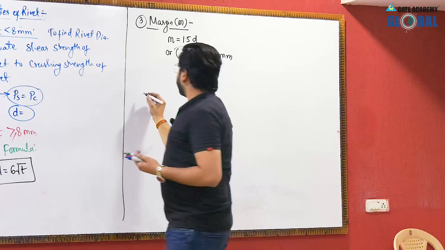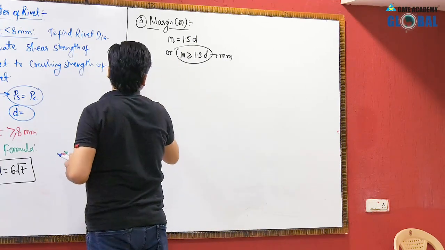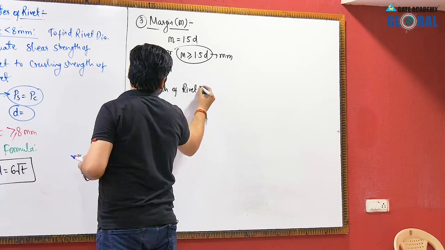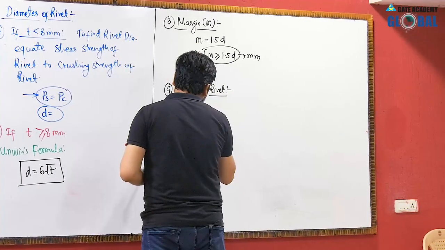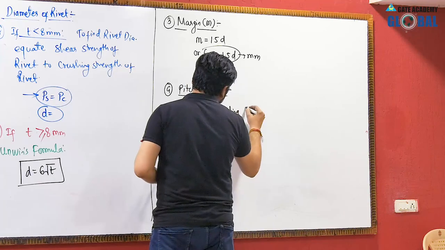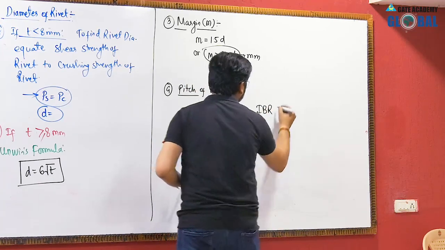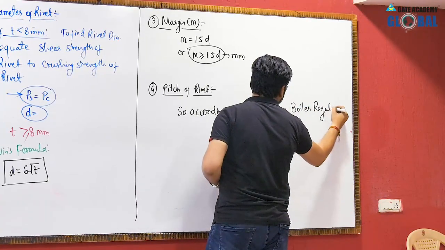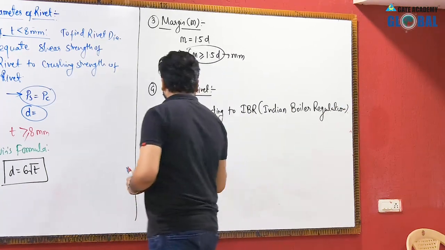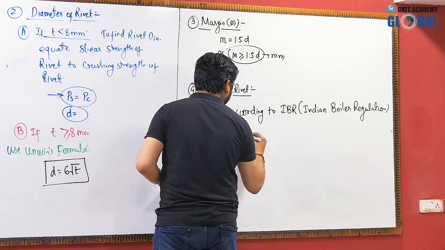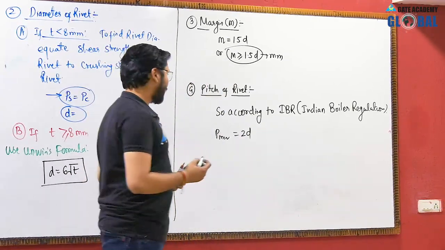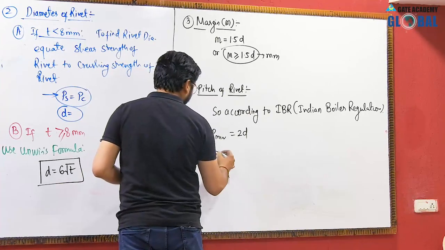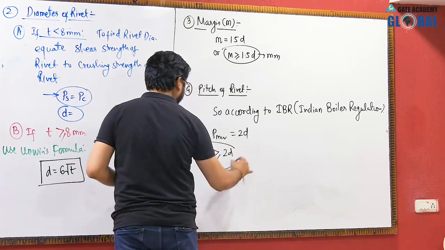Okay, now after this we will calculate the pitch of the rivet. According to IBR, that is Indian Boiler Regulation, the minimum value of pitch should be equal to 2 times the diameter of the rivet. So this is the minimum value, so you can write that P, that is pitch, should be greater than or equal to 2 times the diameter. So this is the value of pitch.